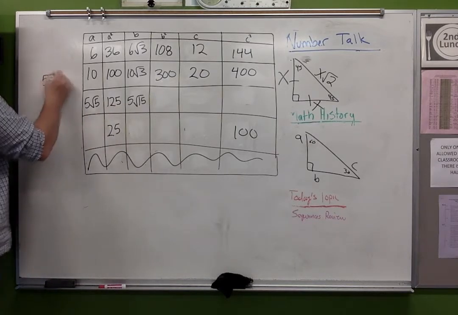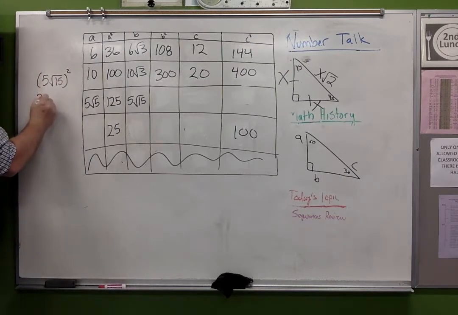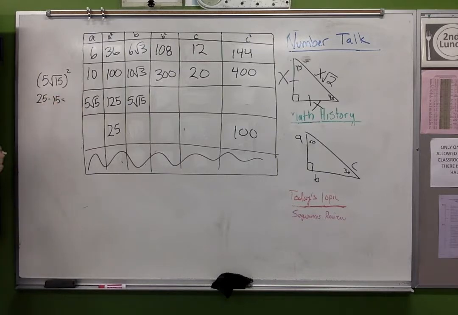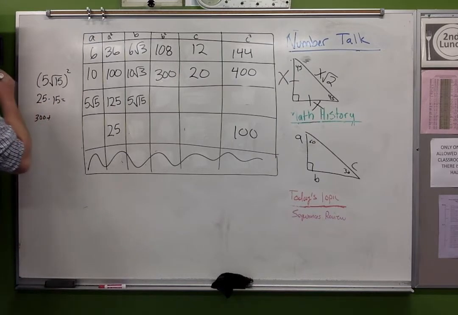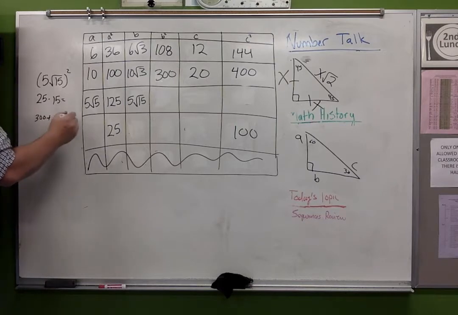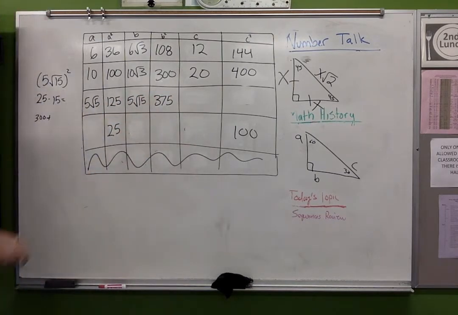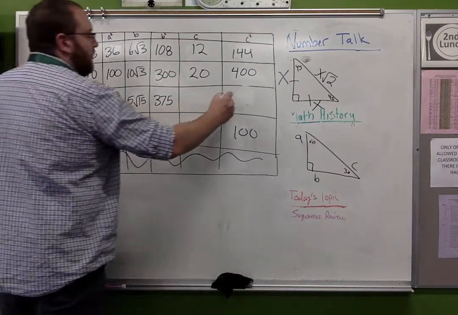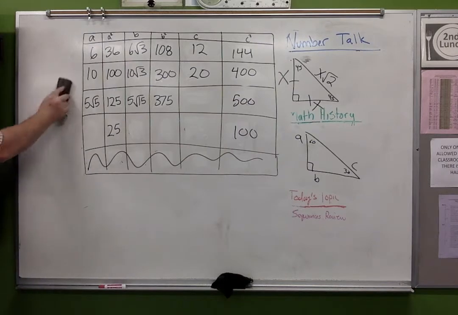So 5 square root of 15 squared, 5 squared is 25. Square root of 15 squared is just 15. 25 times 15, let's see, divide by 4, so that should be 300 plus 75, so 375. 125 plus 375 is 500. Then we're going to take the square root of 500 to find just C.